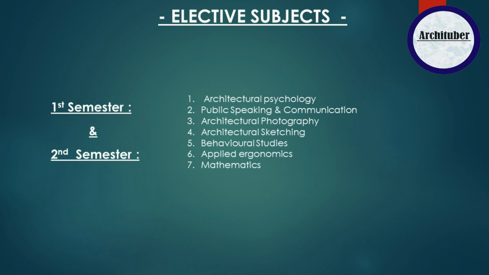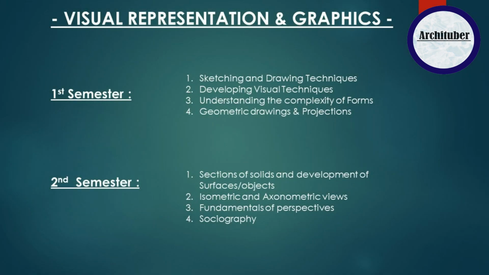We have architectural psychology, public speaking and communication, architectural photography, architectural sketching, behavioral studies, applied ergonomics and mathematics. You can choose any of the above. Then there is one more subject known as visual representation and graphics. In the first semester, you will be learning about sketching and drawing techniques, architectural lettering, developing visual techniques, understanding the complexity of forms, solids and objects, then geometric drawings and projections, which is included in the subject graphics.